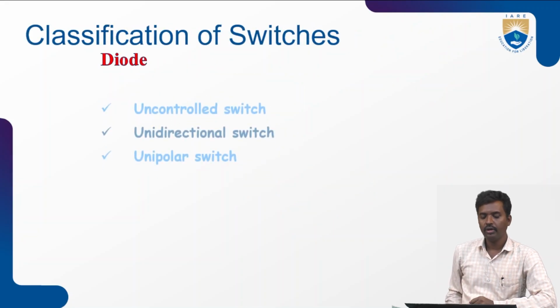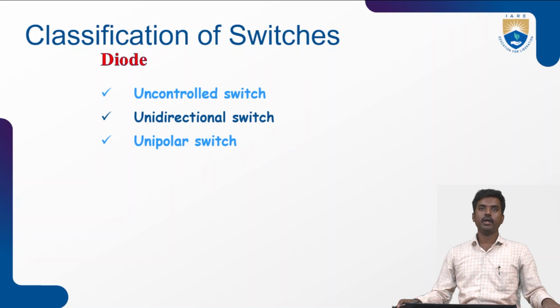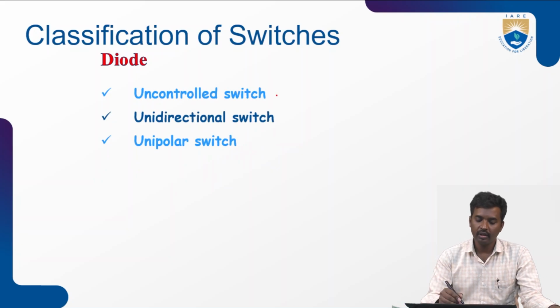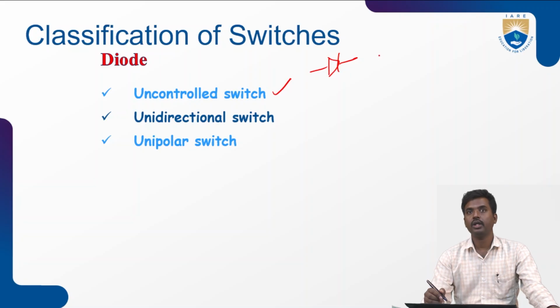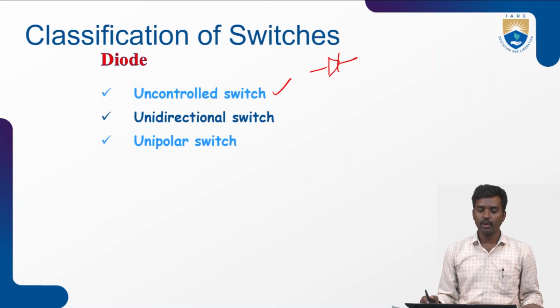And now here, what do you mean by diode? So diode is an uncontrolled switch. Uncontrolled switch means turn on and turn off is not in our hand. So the diode symbol is like this. It will turn on and turn off depending on the supply.